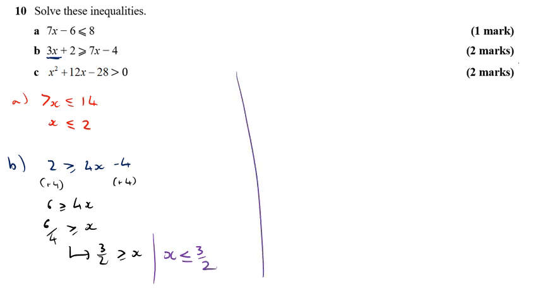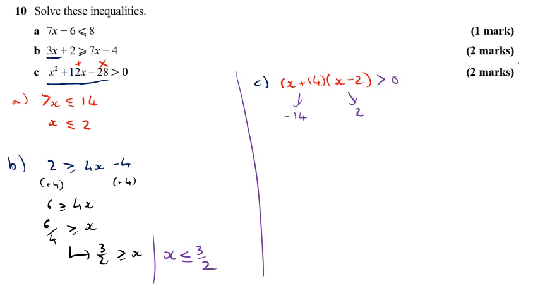Finally, part C. So part C is a quadratic inequality. So to start off with, you'd want to find your critical values. And your critical values we're going to get by factorising. So we're looking for two numbers that multiply to make negative 28 and add to give 12. So those numbers are going to be x plus 14, x minus 2, like that, and therefore our critical values are going to be at minus 14 and at 2.